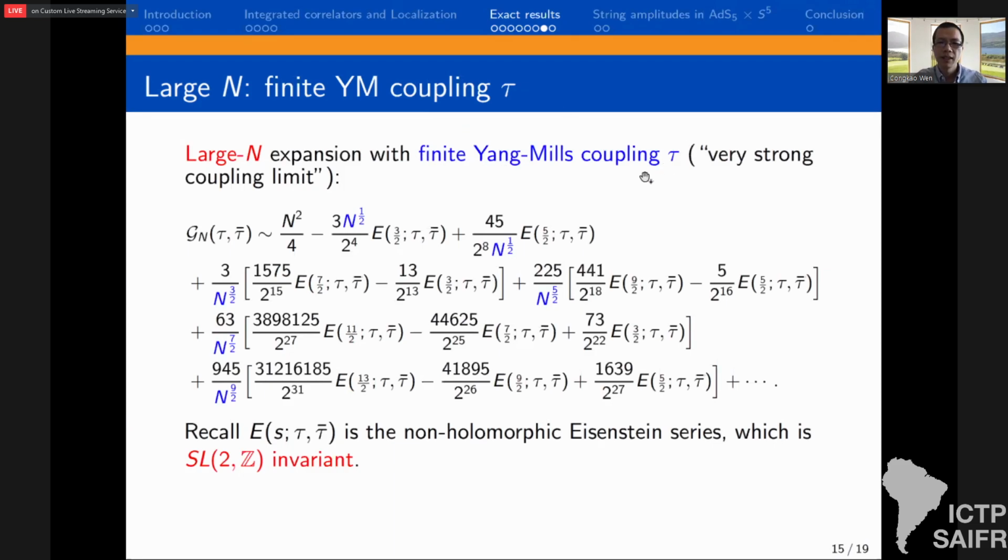Maybe more relevant to us is another expansion, namely the large N expansion, but keeping the Yang-Mills coupling finite. In this expansion, we find that only half-integer powers of 1 over N appear, and the coefficient at each order is given by a linear combination of the non-holomorphic Einstein series, which I introduced earlier. Compared to the finite N case, where the correlator is given by a sum over an infinite number of non-holomorphic Einstein series, another big difference is that the index, which I probably didn't emphasize was an integer, is now a half-integer.